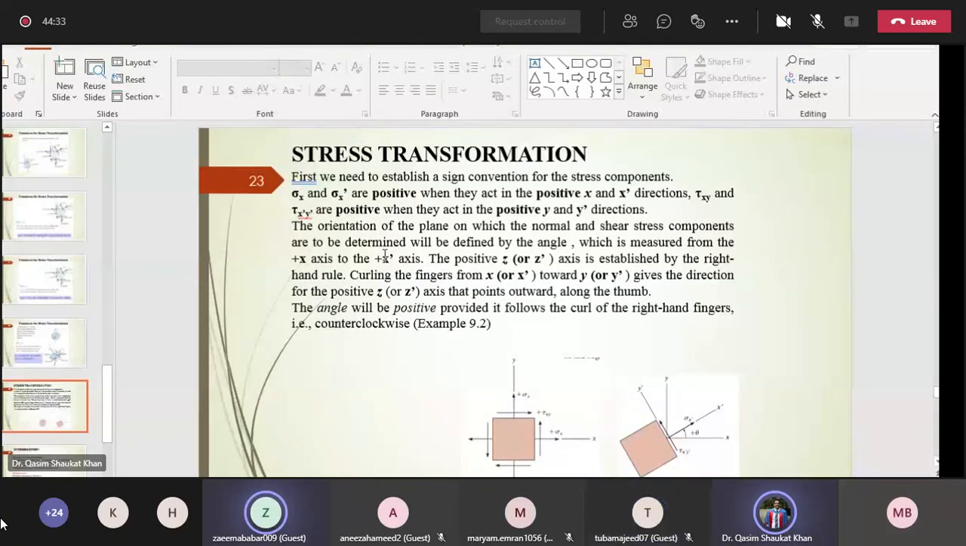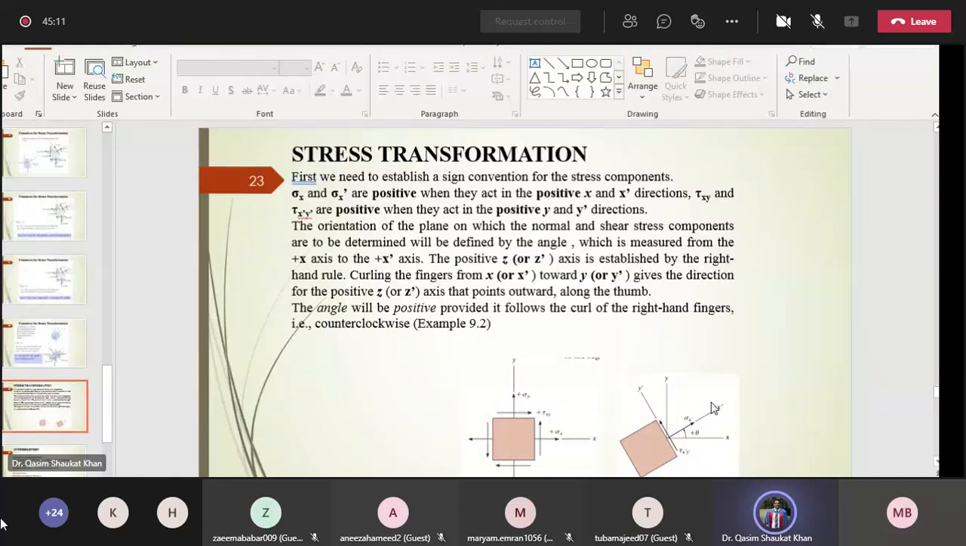Yes, sir. Okay. The positive z or z dash axis is established by the right hand rule. How does the right hand rule work? If you curl your fingers from the x axis to the x dash axis, then your thumb will point out of the plane, which is considered positive. If your thumb points into the plane, it will be negative.